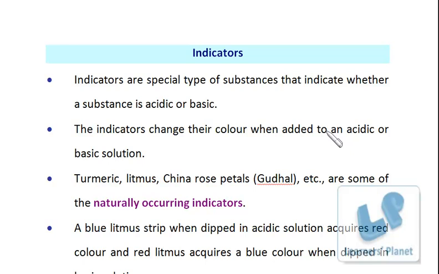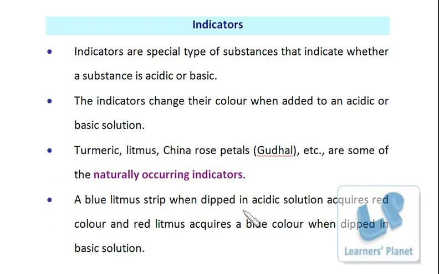Now let's talk about indicators. Indicators are special types of substances that indicate whether a substance is acidic or basic, right? If you wish to distinguish between acid and base, you can use indicators. Suppose in two dishes, in one dish acid is there and in the other base is there. So how would you find which one is acid and which one is basic? For that we can use indicators, right? Indicators change their color when added to an acidic or basic solution. We have some natural indicators over here, that is turmeric, litmus, China rose petals. These are some naturally occurring indicators.